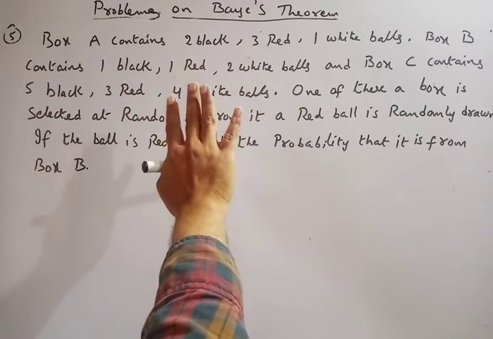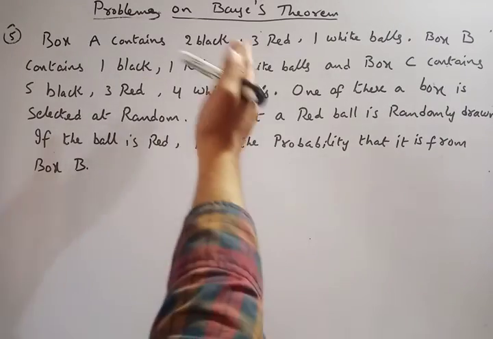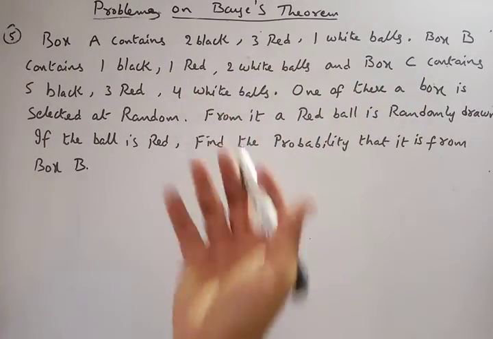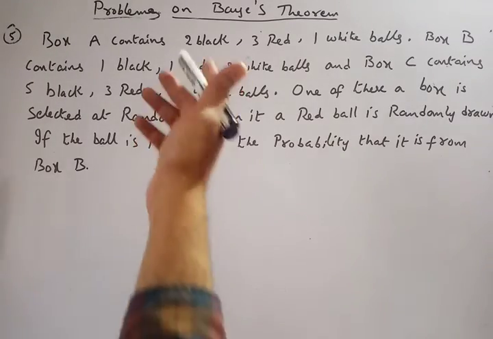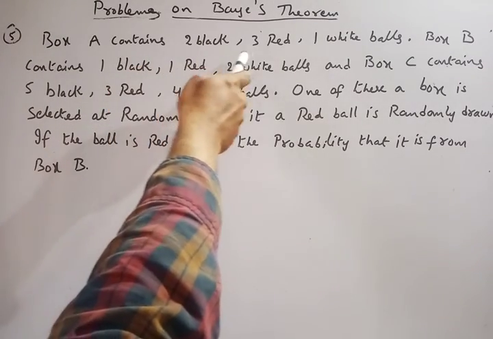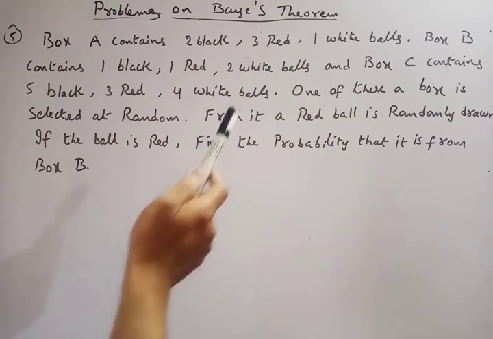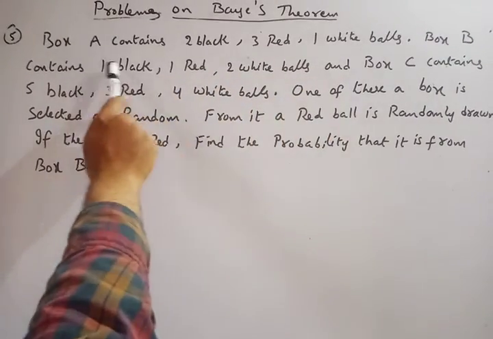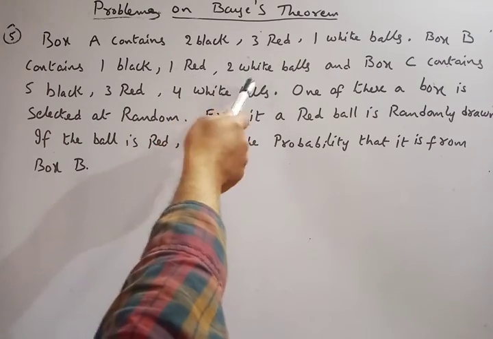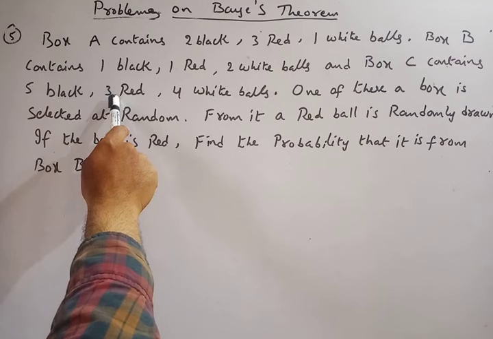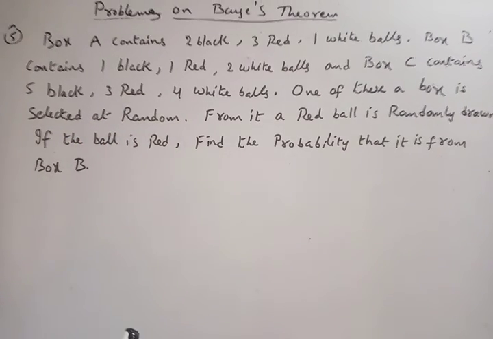First, 3 boxes are there. So the probability of selecting box A, P of A is 1 by 3, P of B is 1 by 3 and P of C is 1 by 3, correct? After that, red ball in A, R by A is what? 3 by 6. Next, R by B, how much? 1 by 4. P of R by C is how much? 3 by 12, correct?